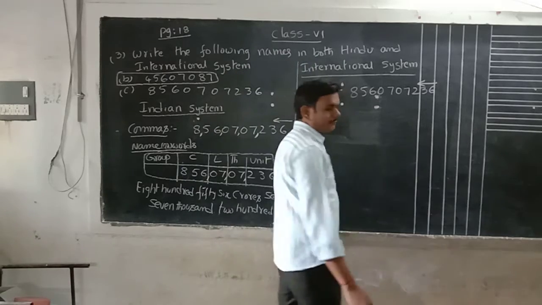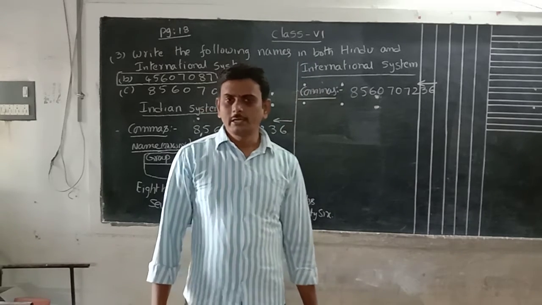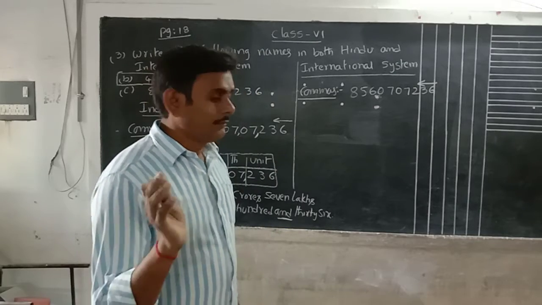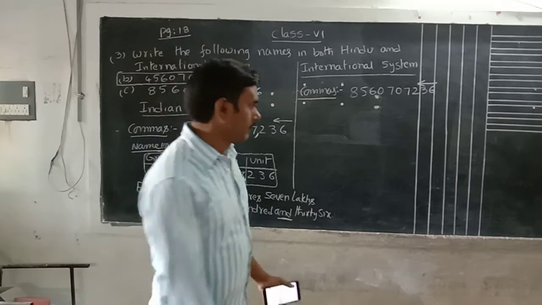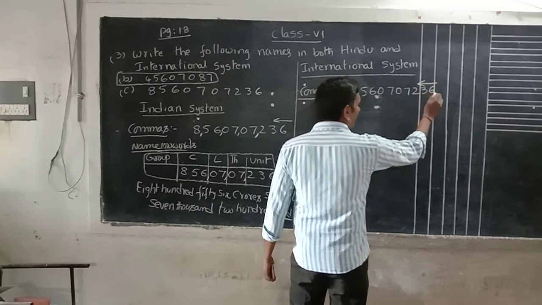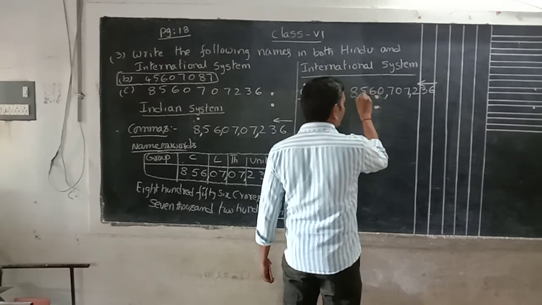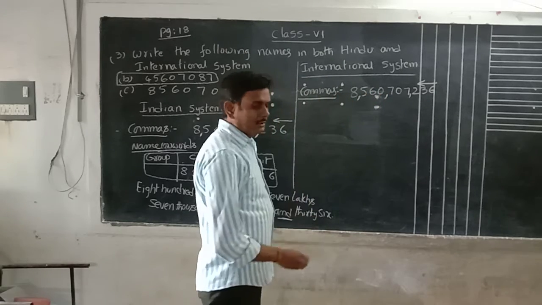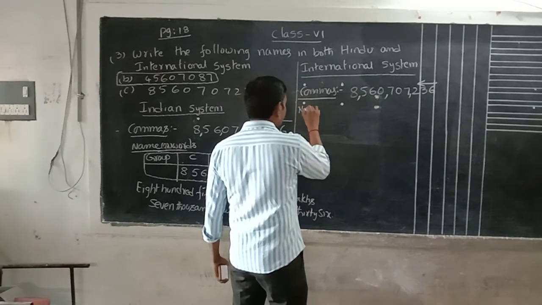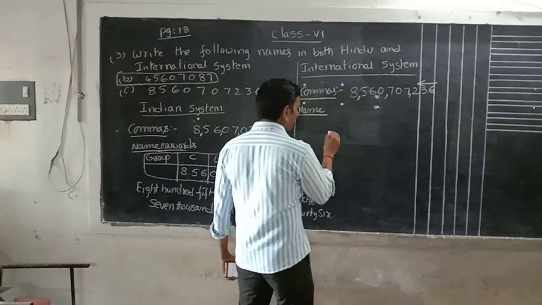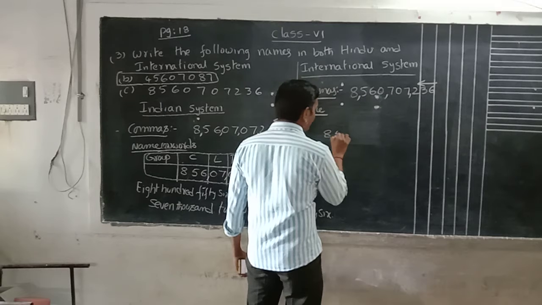Now where do you place commas in the international system? In the international system, after every 3 digits we get a comma. From the right side I start: 1 2 3, place a comma; 1 2 3, place a comma; 1 2 3, place a comma. That is the number. Now we can write the name. Don't be confused about that. What number is given to you? That one you have to write.